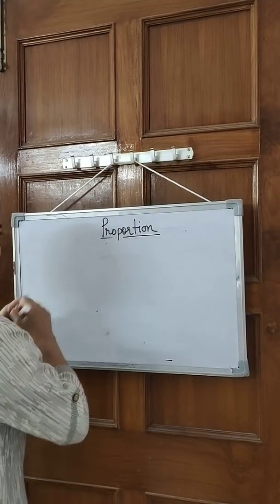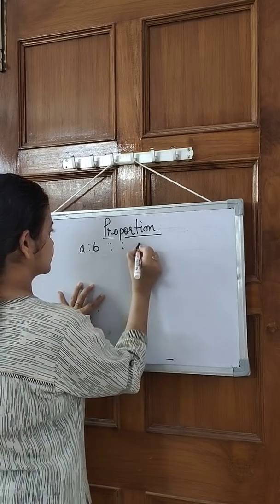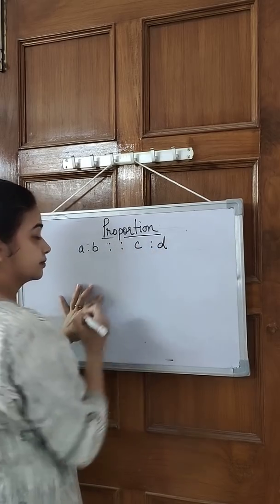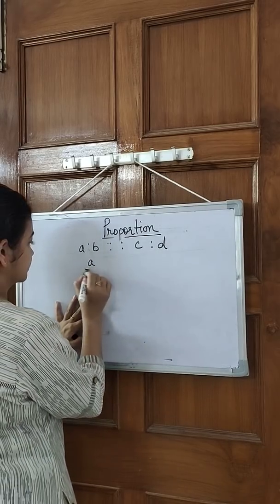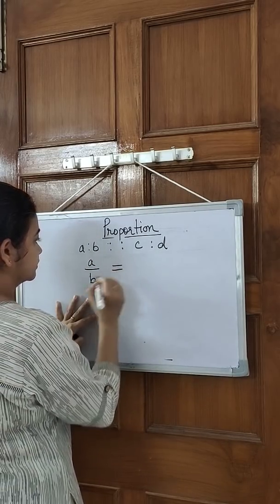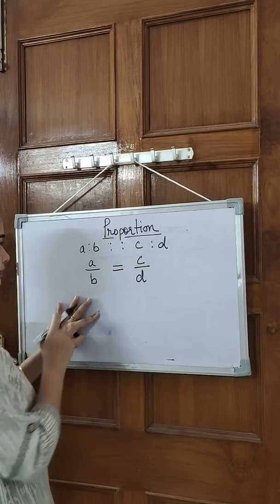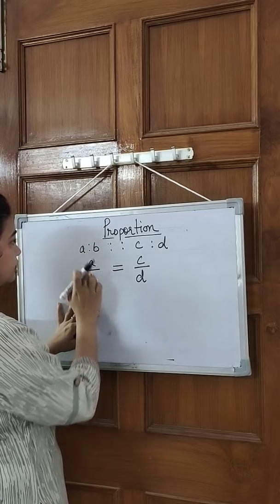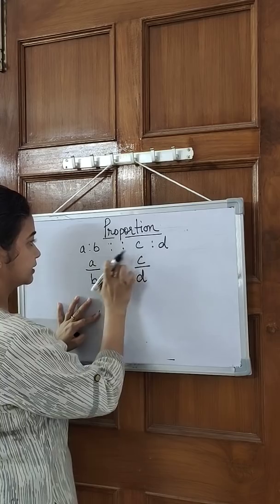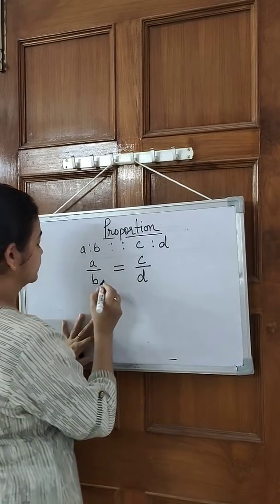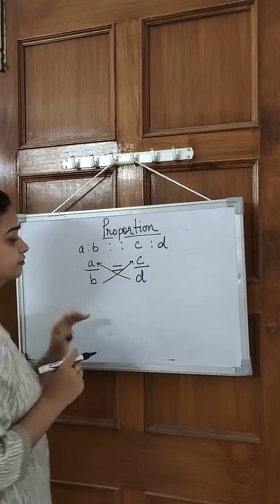So what I have written here is A is to B is as C is to D. So actually what is this? This is A upon B equal to C upon D. A is to B, A upon B, C is to D, C upon D, and in place of this I can put an equality sign. Now can I cross multiply when I have two fractions in equality?